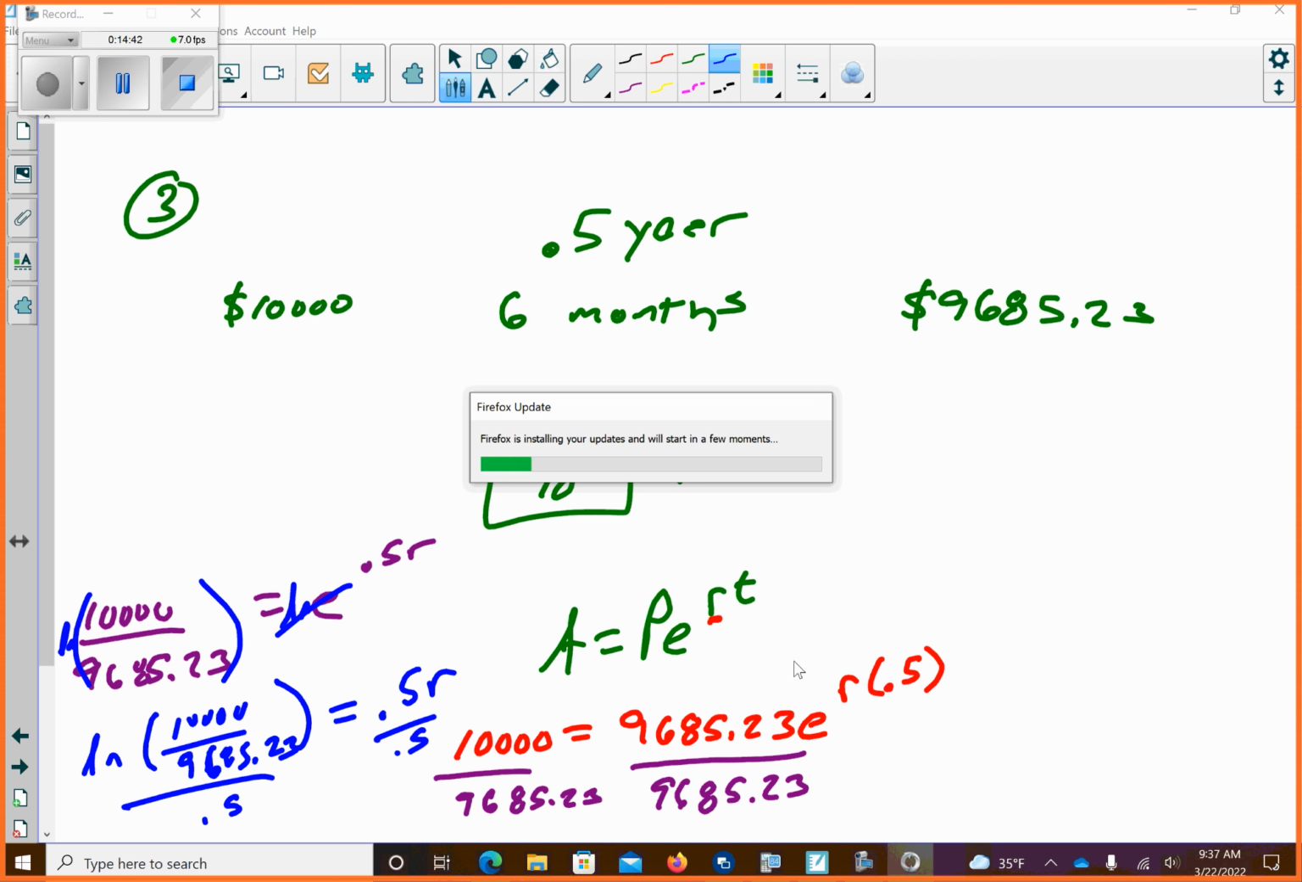Firefox is installing updates. We'll start in a few moments. Come on, baby.